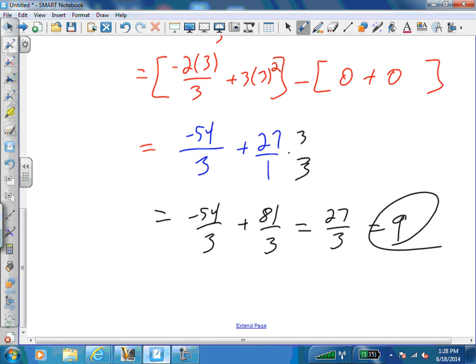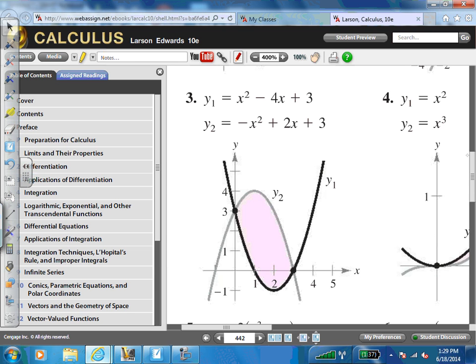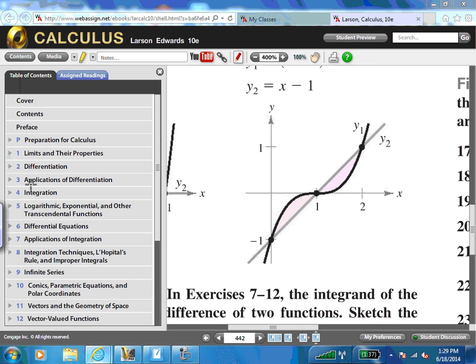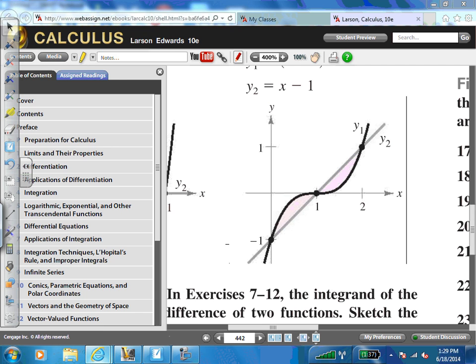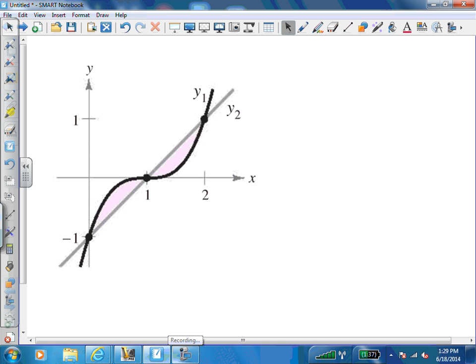Let's look at number 6. We're not going to completely work it out, but let's just look at how you would set this up. Is the same function on top the whole time? No. Notice for this section, they're calling the bold one Y1, and then the light one Y2. So for this section, Y1 is on top. For this section, Y2 is on top.